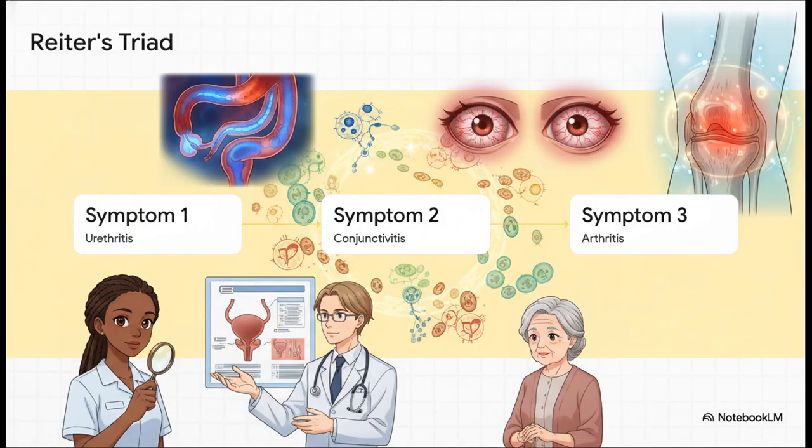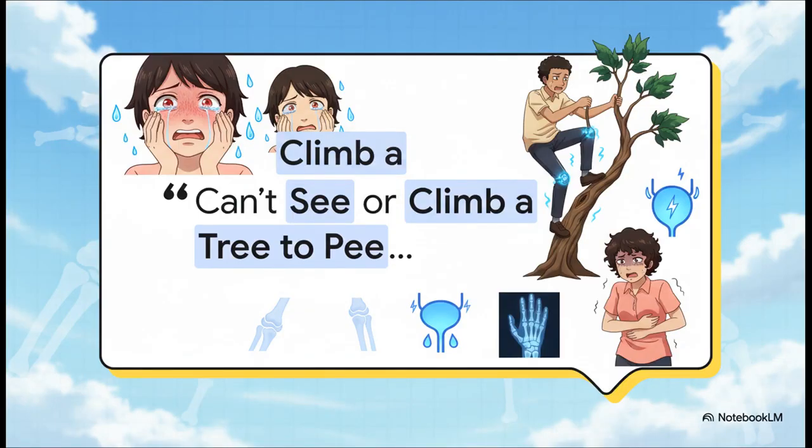And when you're talking to the patient, you're looking for this classic trio of symptoms. You've got urethritis, conjunctivitis, that's inflammation of the eye, and then, of course, the arthritis. And this leads to one of the most famous and maybe a little bit edgy mnemonics in all of medicine to help doctors remember that triad. It goes, can't see, can't pee, can't climb a tree. Can't see for the conjunctivitis, can't pee for the urethritis, and can't climb a tree for the arthritis. It's memorable, for sure. And hey, it works.